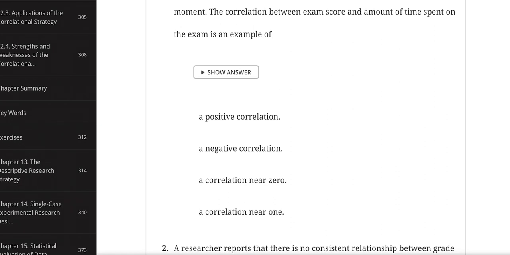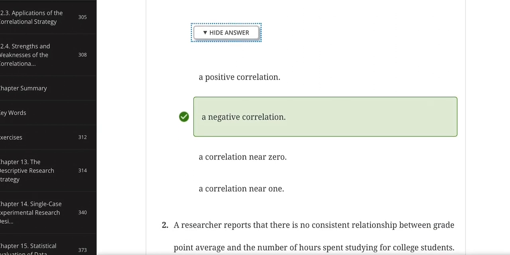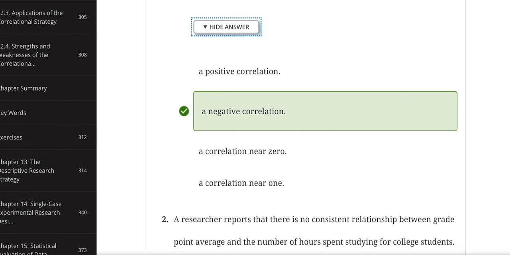exam score and the amount of time spent on the exam. So they just said that as the amount of time spent on the exam increases, as they hold on to that test longer, the exam score decreases. So as the amount of time increases, the exam score decreases. So those are opposites. So that would mean a negative correlation. As one goes up, the other goes down. So again, you've got to think it through.